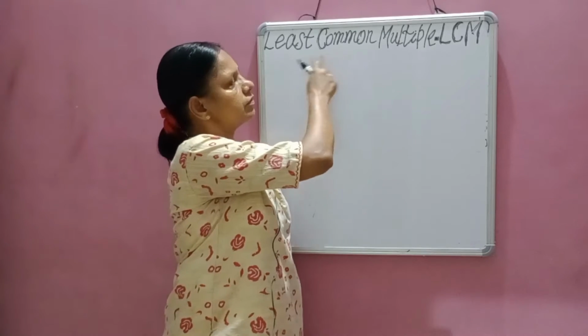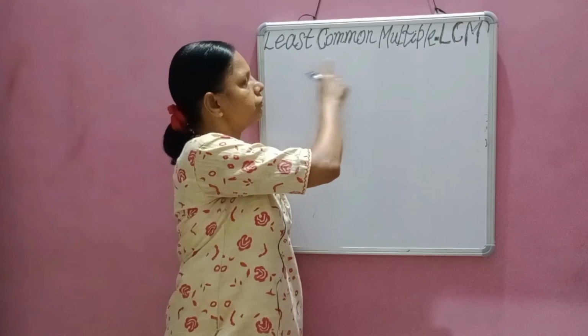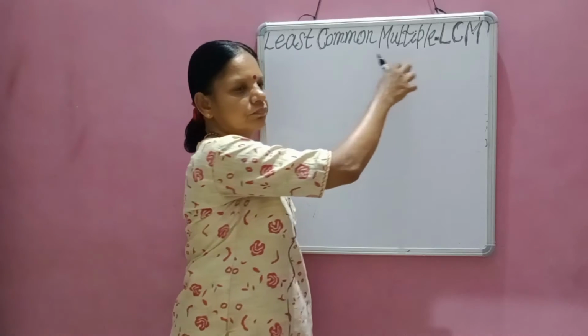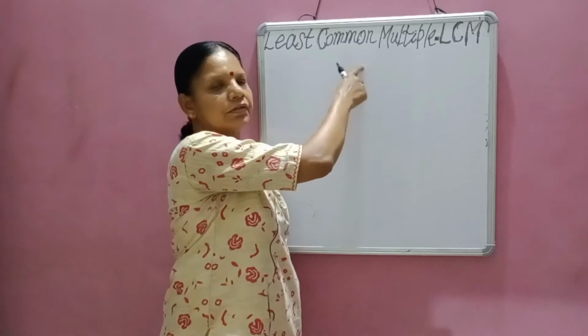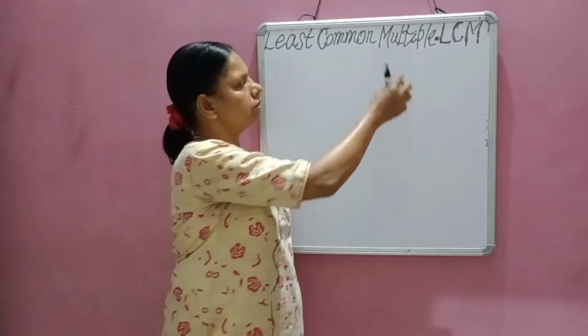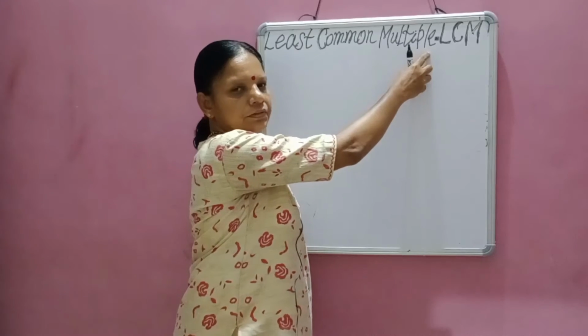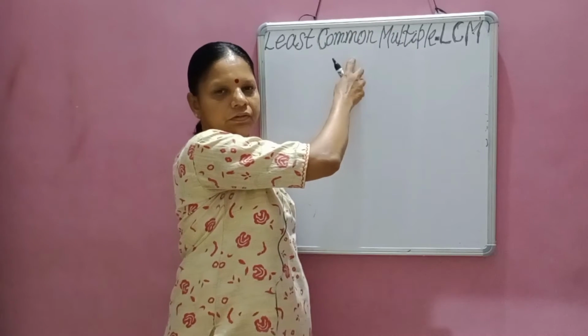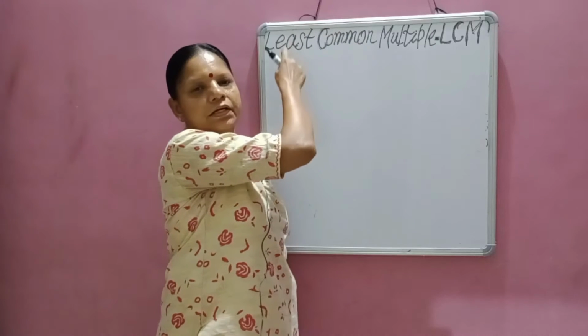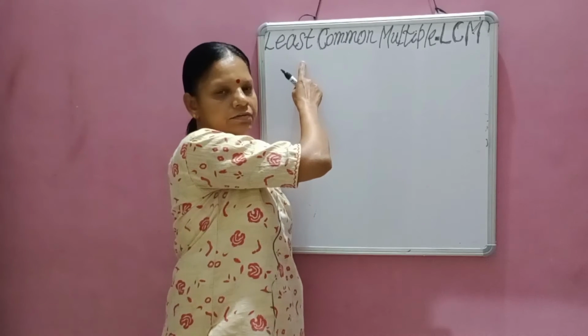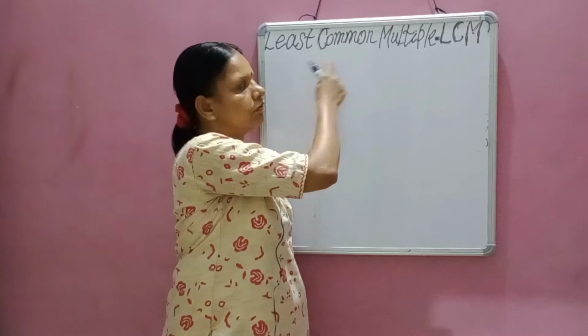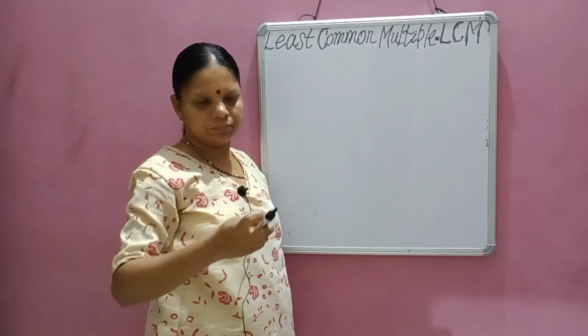That is from this full form of LCM. You will get the meaning of LCM. First, take the multiples of the numbers, take the common multiples, then take out the least or smallest. That will be the LCM of the given numbers.